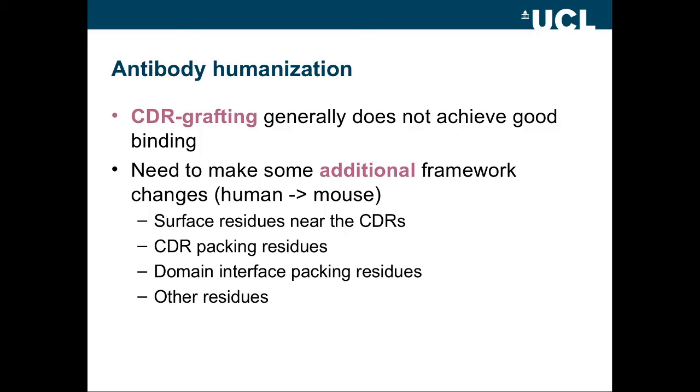So these residues fall into a number of categories. They may be surface residues near the CDRs, because those might also interact with the antigen. They may be residues that pack against the CDRs and define their precise conformation. They may be residues at the interface between the VH and VL domains that influence the packing between those two domains. And there are also other residues that may have an important effect and don't fall into any of those obvious categories.